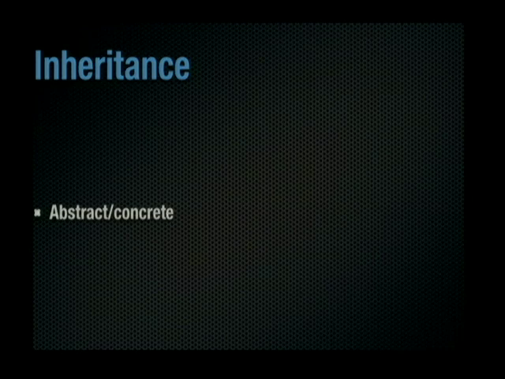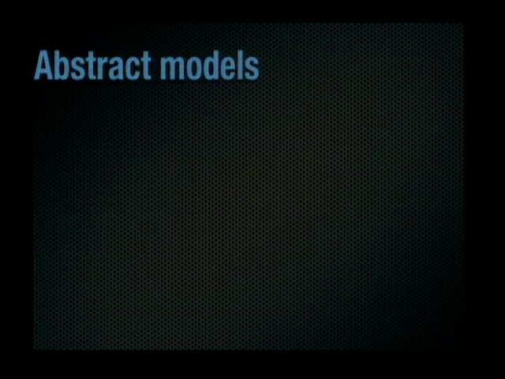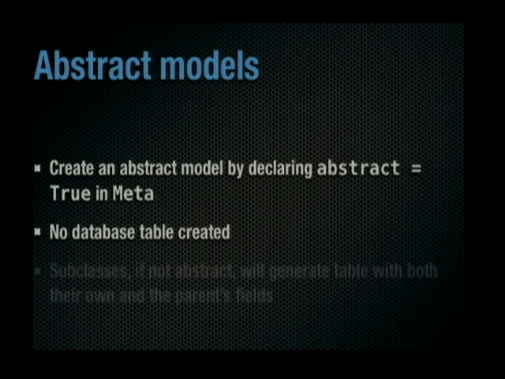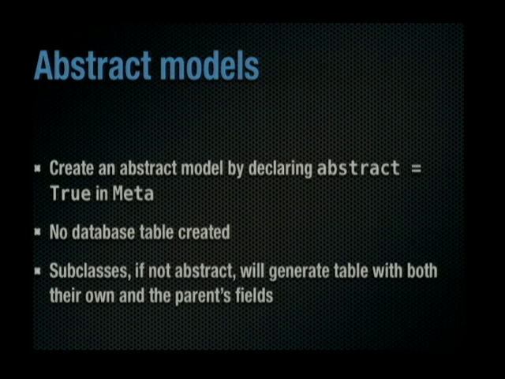You can get abstract inheritance or concrete inheritance. You can get database level or non-database level. You can get Python level or not Python level. So abstract models, basically you declare abstract equals true on your model class. Does not ever create a database table for that model. Subclasses of it, if they are not abstract, will generate a table with both their own fields and any fields they inherited from the abstract model.